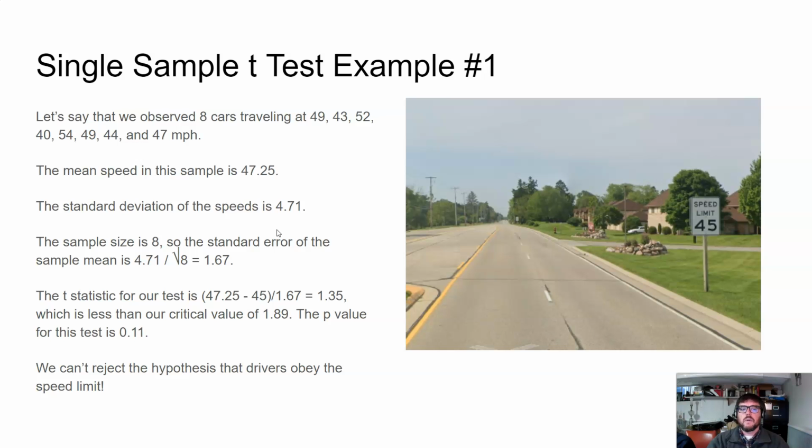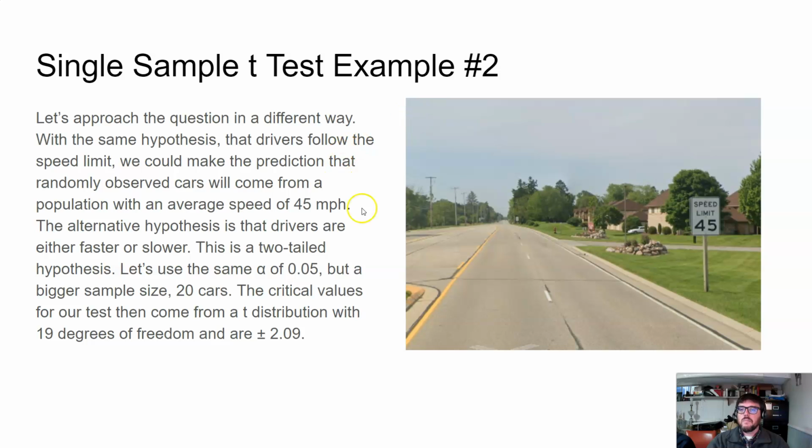So let's change the way we're going to ask the question. So we're going to do the same scenario where we're looking at cars on Sharon Road and we're looking to see if they're speeding. But this time, instead of just speeding, we're also going to consider maybe that they're driving too slowly. So we want to see if they're clustered around 45 miles per hour or if, on average, drivers are much faster or much slower. So that makes it a two-tailed hypothesis.